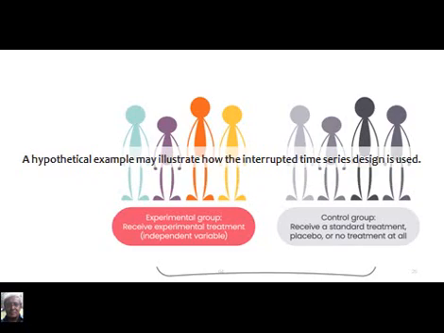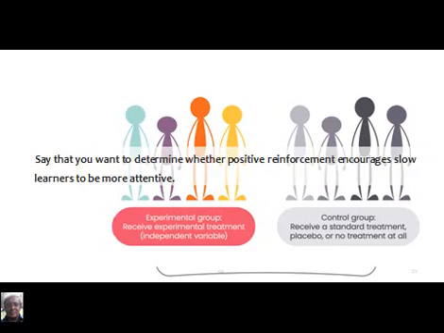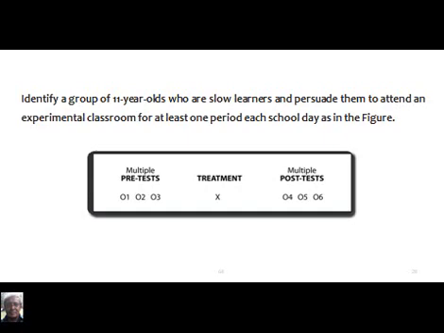A hypothetical example may illustrate how the interrupted time series design is used. Say that you want to determine whether positive reinforcement encourages slow learners to be more attentive. Identify a group of 11-year-olds who are slow learners and persuade them to attend an experimental classroom for at least one period each school day, as in the figure.